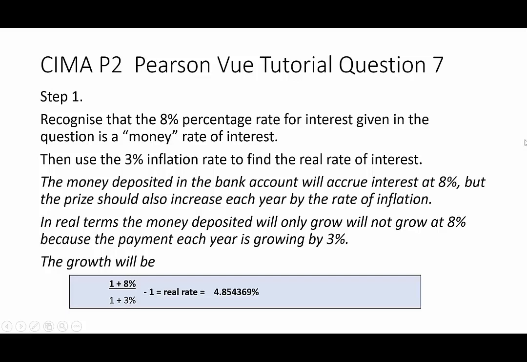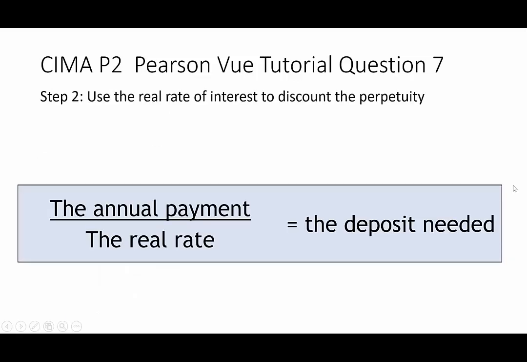And we do this. The money deposited in the bank will accrue interest at 8%, but the prize should also increase each year by the rate of inflation. So in real terms, the money deposit will only grow by 1.08 divided by 1.03. And this gives us a real rate of 4.854369%. Obviously, exactly where you cut off this percentage rate will determine exactly what your answer is.